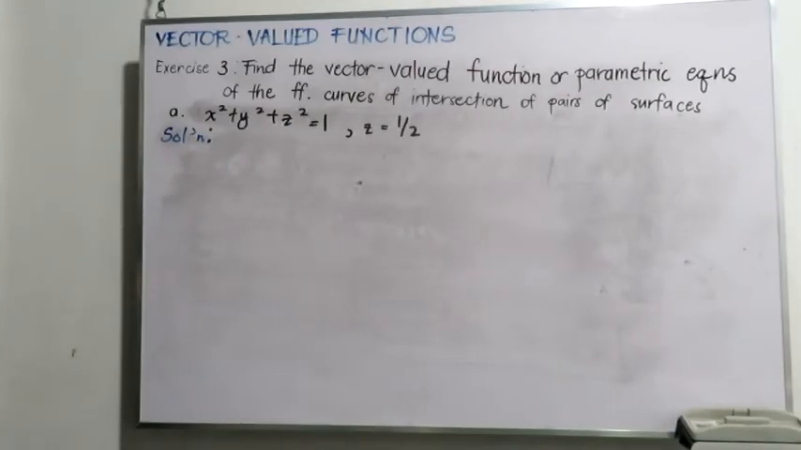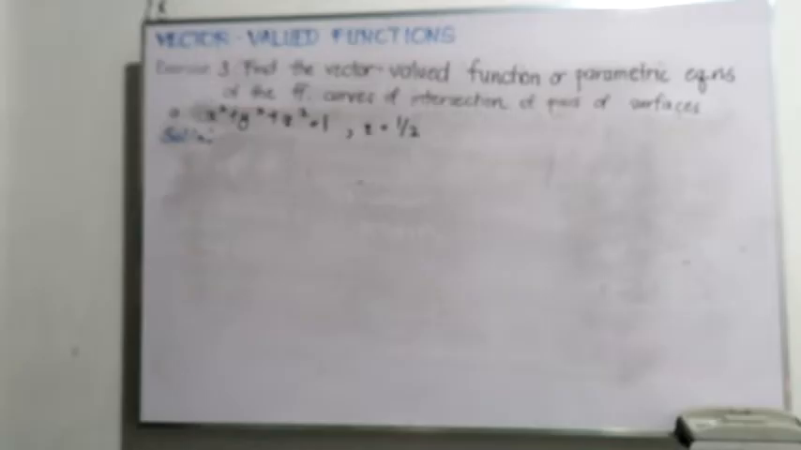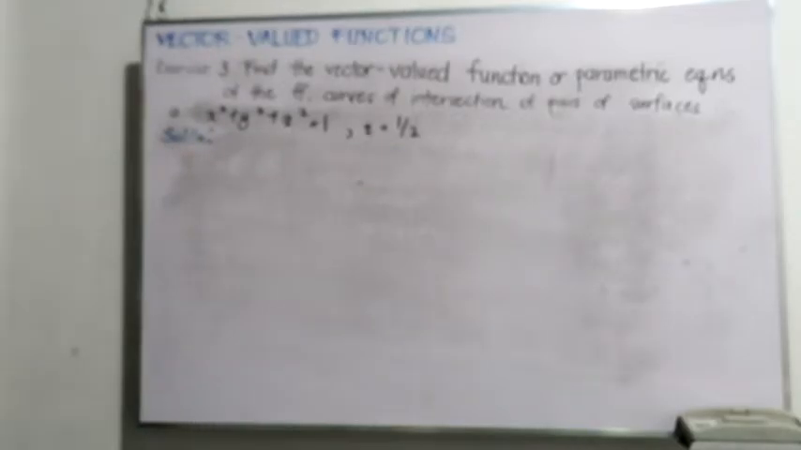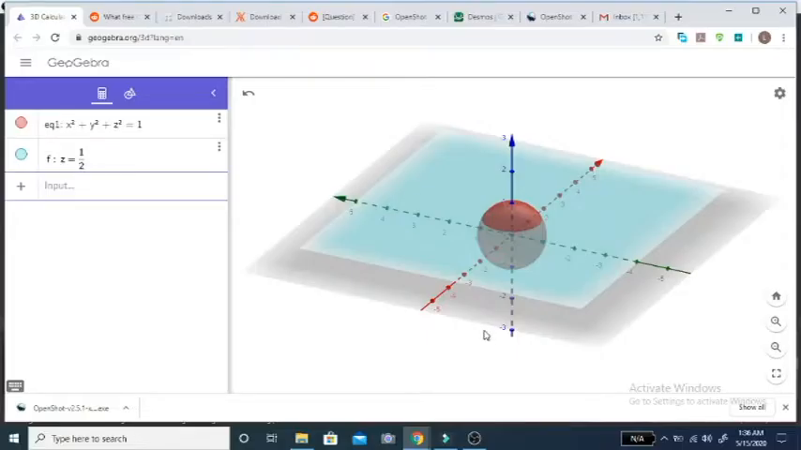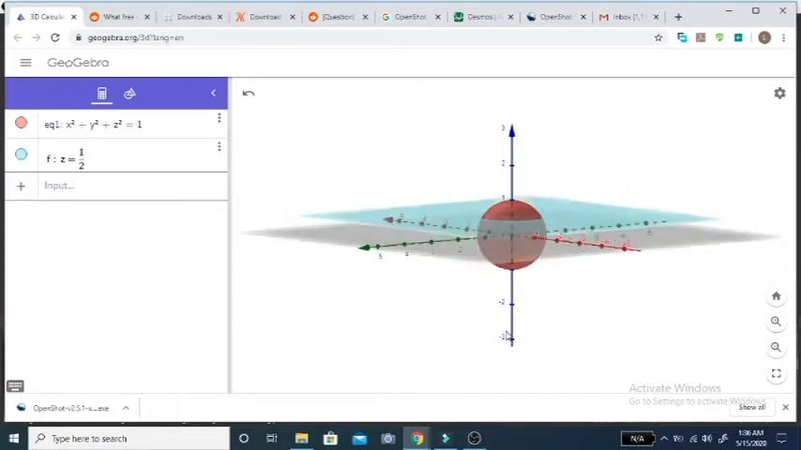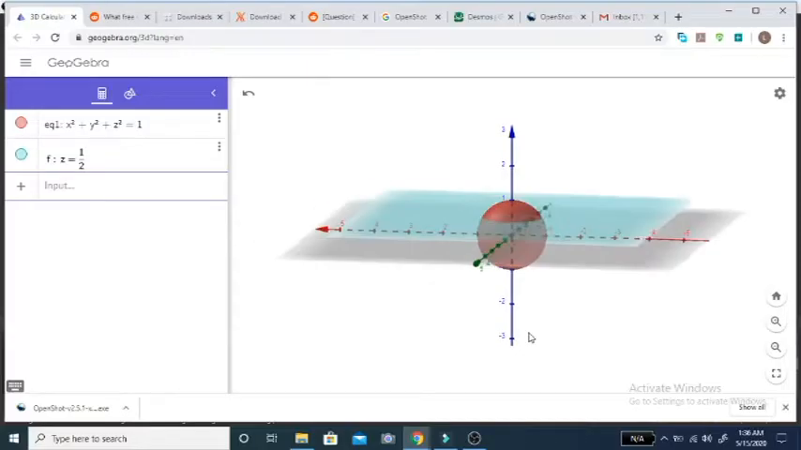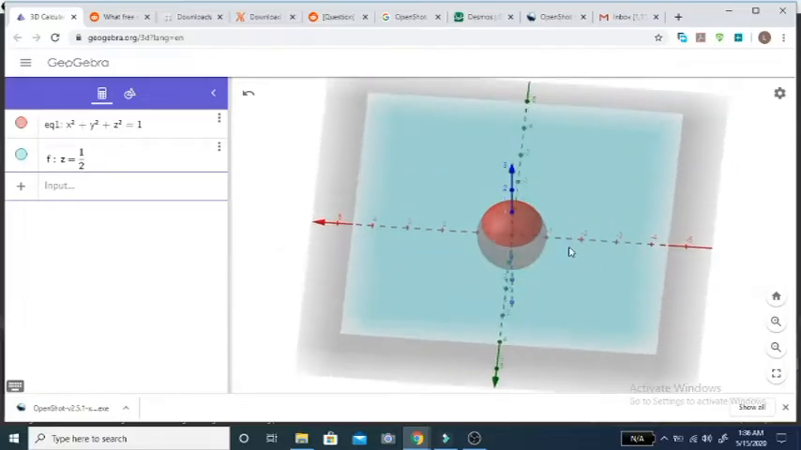This time, we want the parametric equations of the curve of intersection of this unit sphere x squared plus y squared plus z squared equals 1 and the plane z equals 1/2. Before that, here's the illustration of the curve of intersection, including the graph of these two surfaces. As mentioned before, here is the graph of a unit sphere and the plane z equals 1/2. The curve of intersection is a circle.